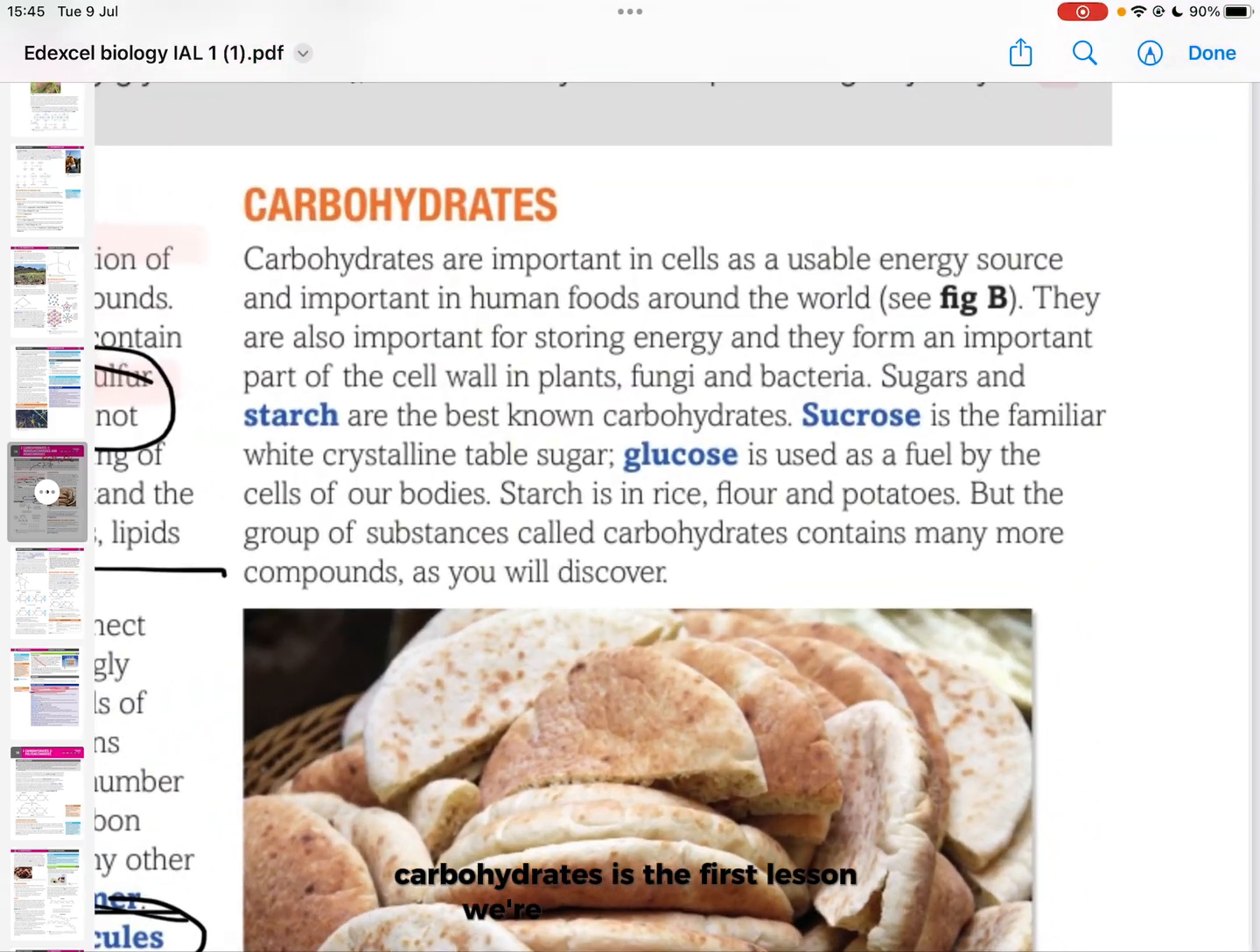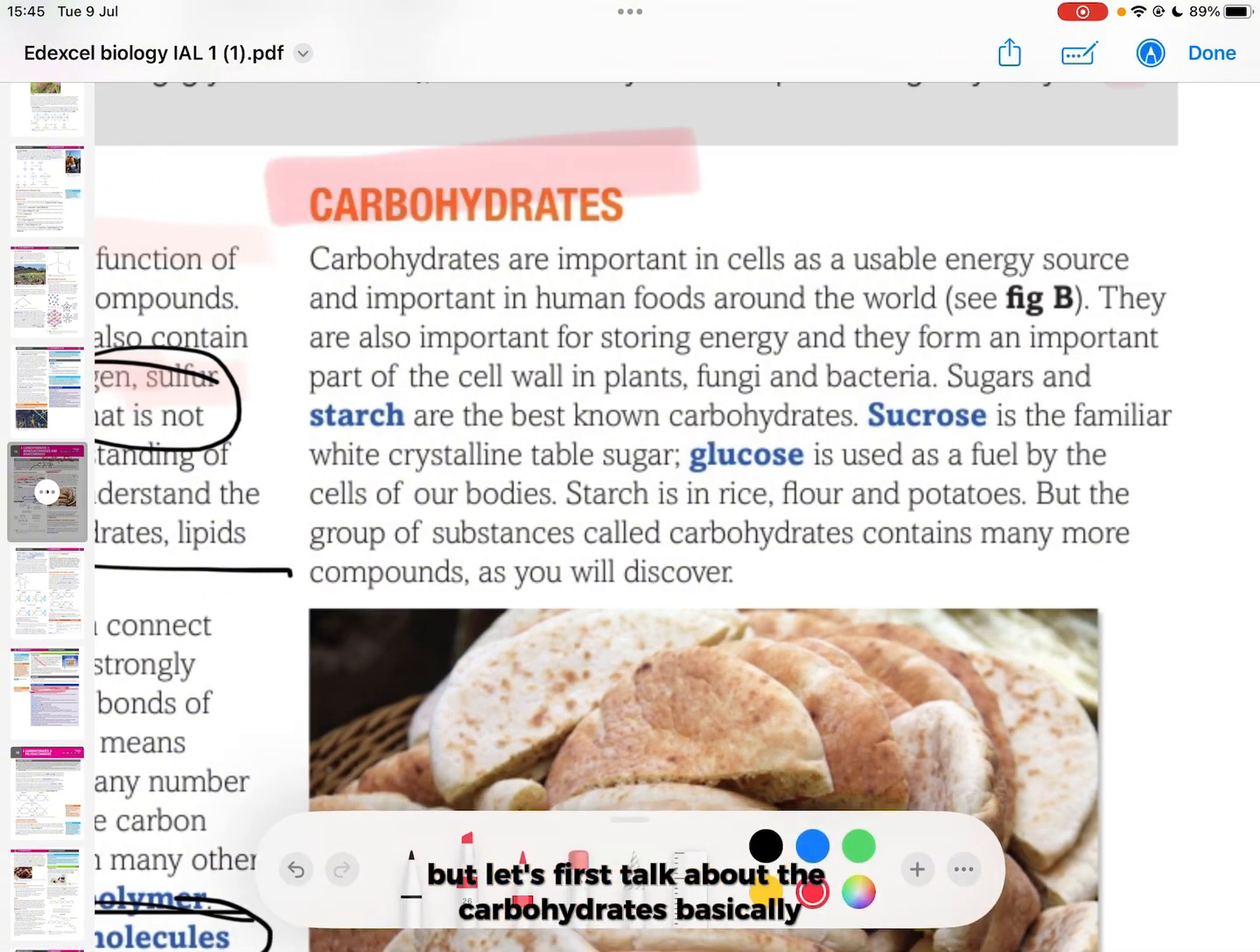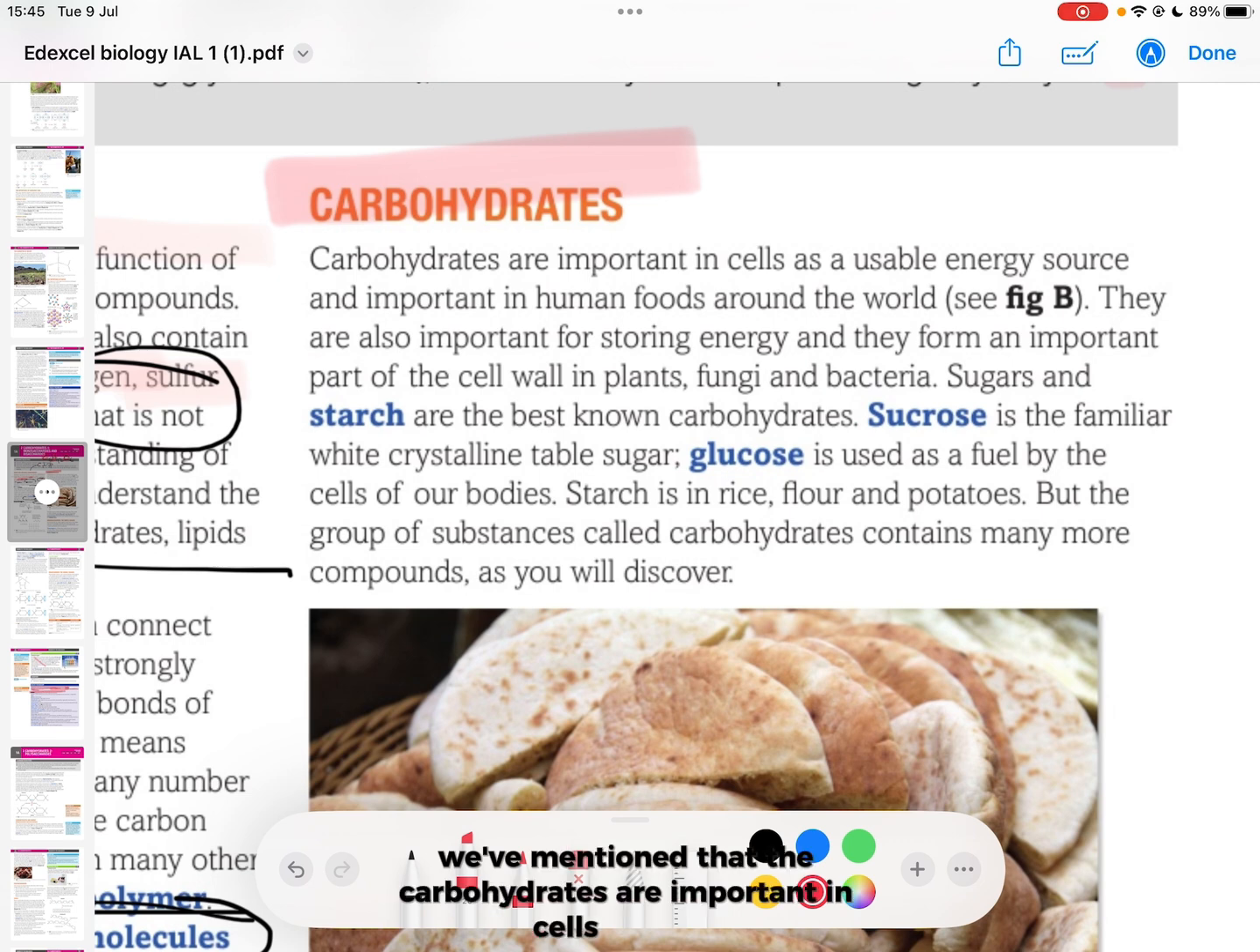Let's now talk about the types of carbohydrates. Carbohydrates is the first lesson we're going to talk about. We're going to talk also about lipids and proteins, but let's first talk about the carbohydrates. Basically, carbohydrates are very important to cells. We've mentioned that carbohydrates are important in cells in many forms. First, a usable energy source, and important in human foods around the world.